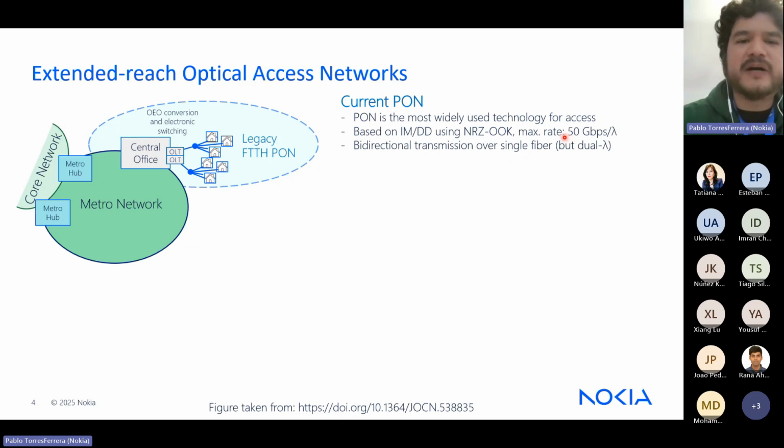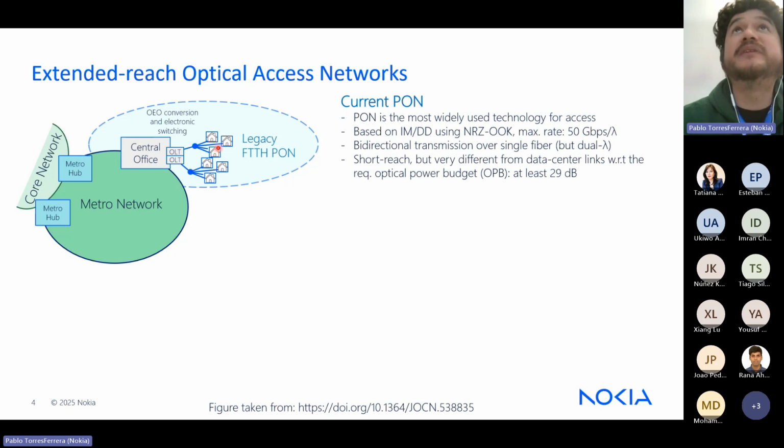Something that is special about this kind of network in comparison to core and metro networks is that it operates on a single fiber infrastructure with bidirectional transmission. Downstream and upstream share the same fiber, but in the current PON scenario, each of them has a different wavelength. So there is no impact of reflections on this architecture, which can be different when we move to another kind of technology, as I am going to discuss later.